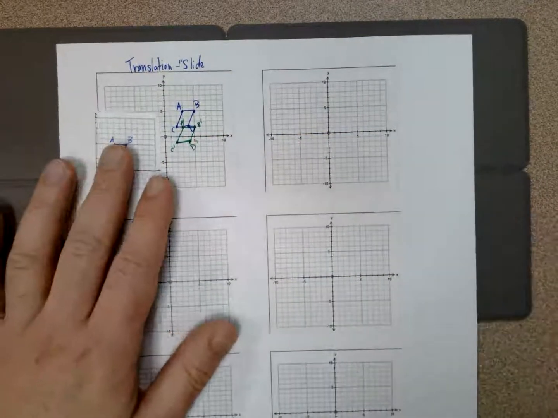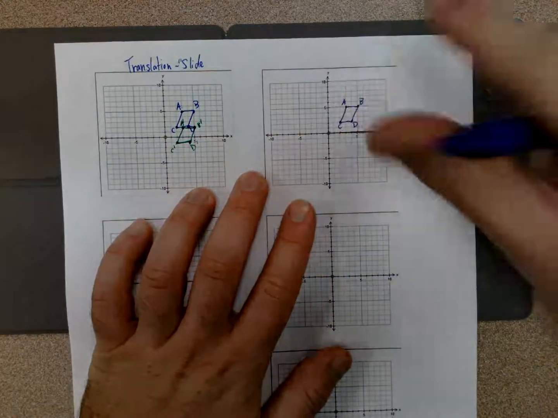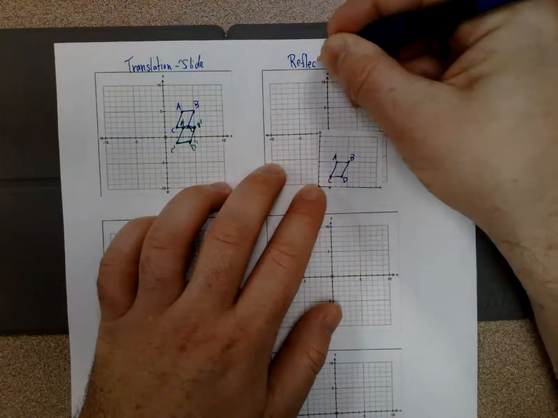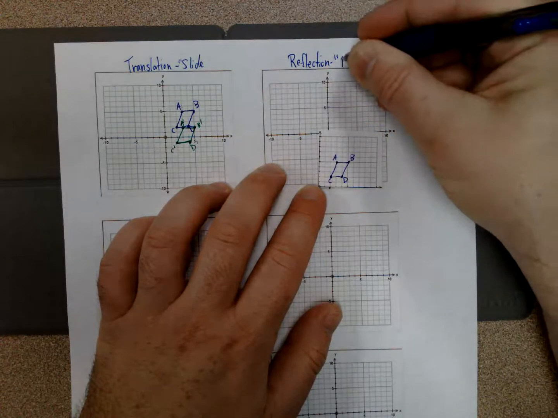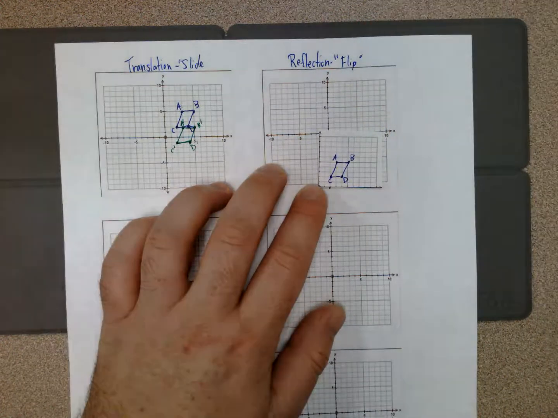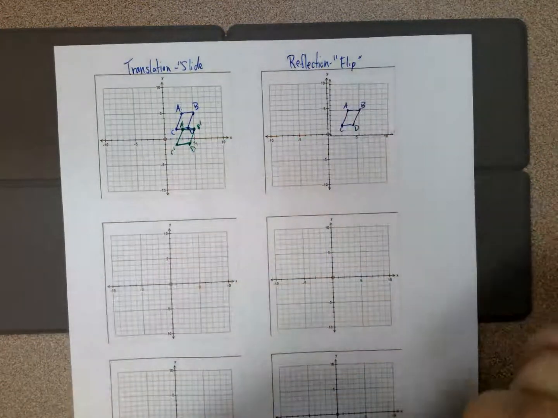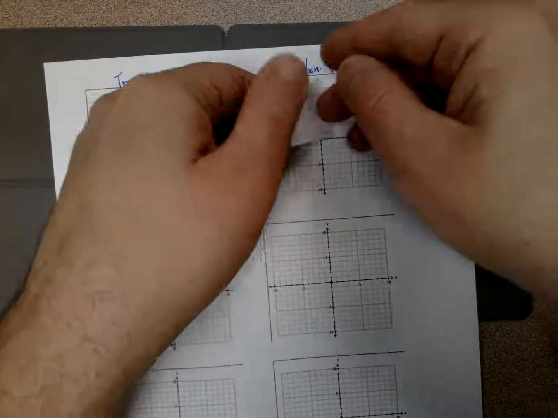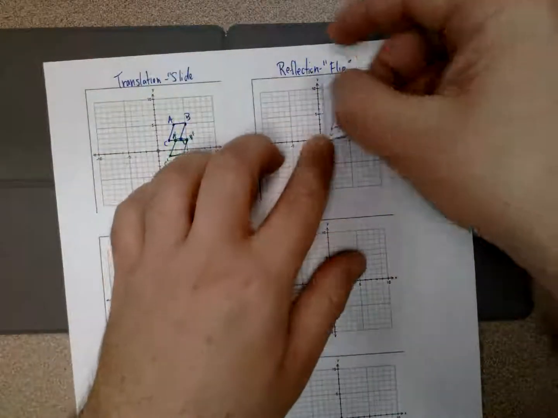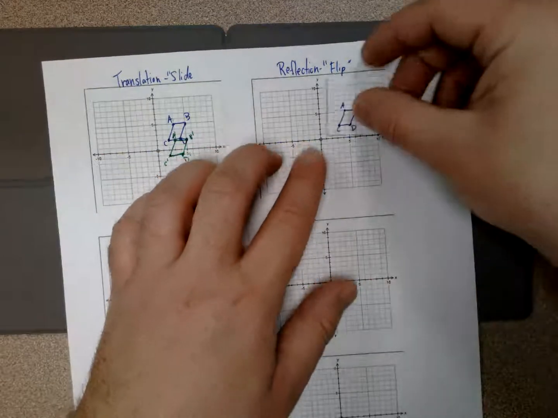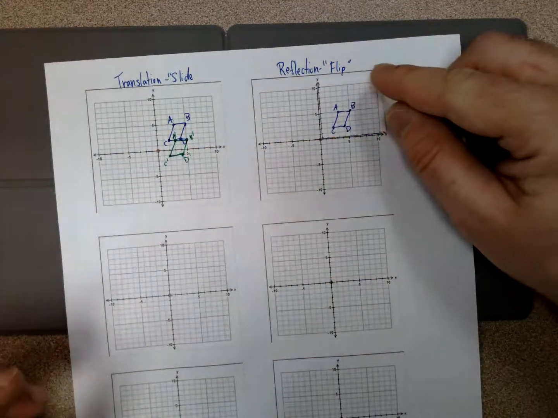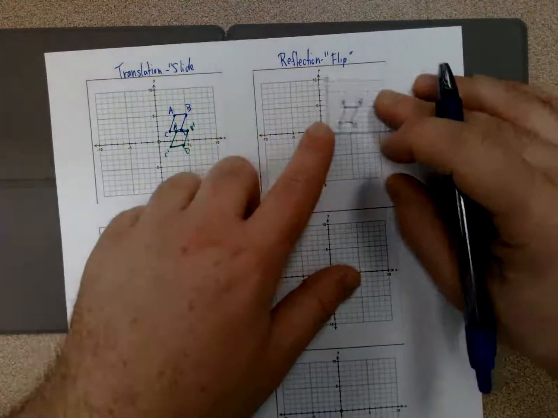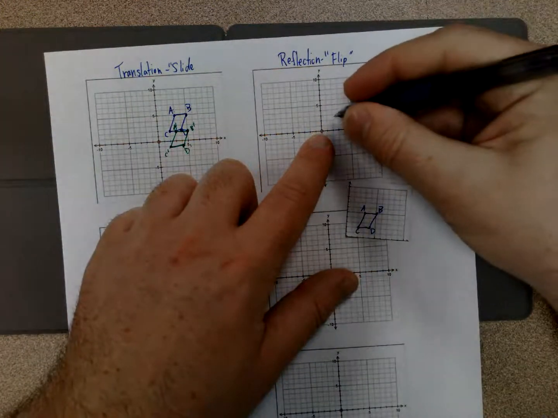The next one we're going to look at is known as a reflection, or colloquially known as a flip. That's when I take my graph itself and flip it over so it's reversed. We could flip it this way, or we could flip it down, but it's known as a flip. In that case, we're still going to start with the same graph here.